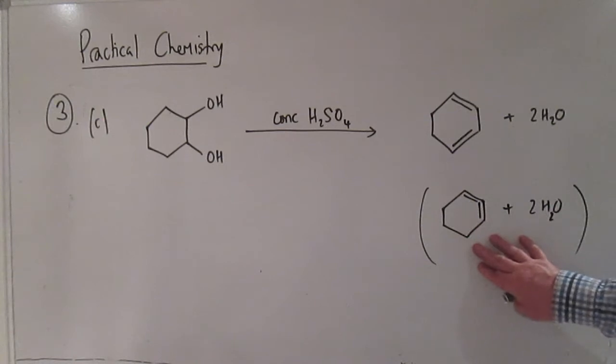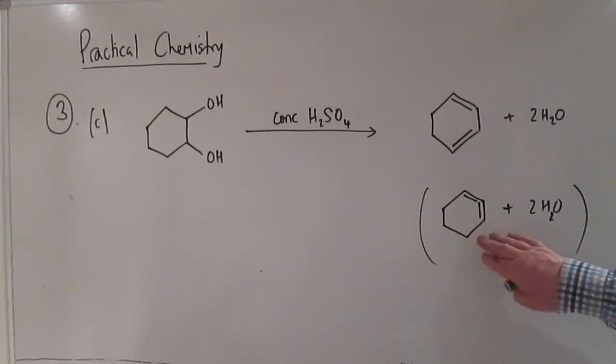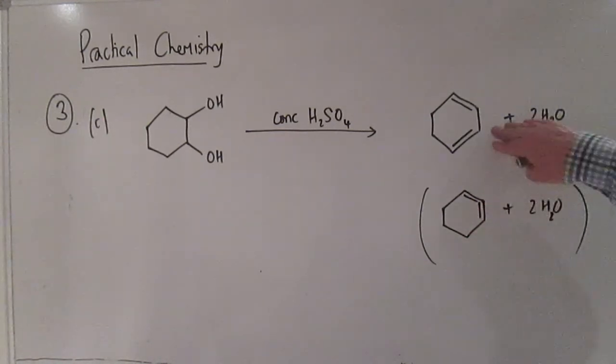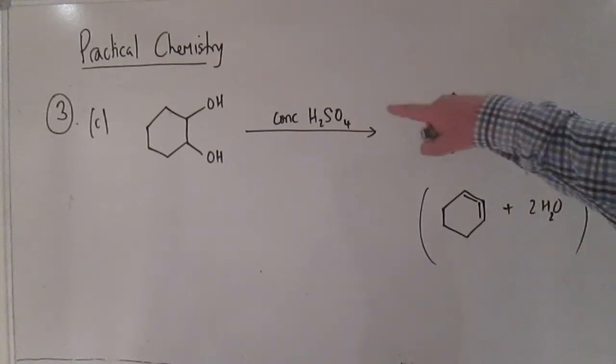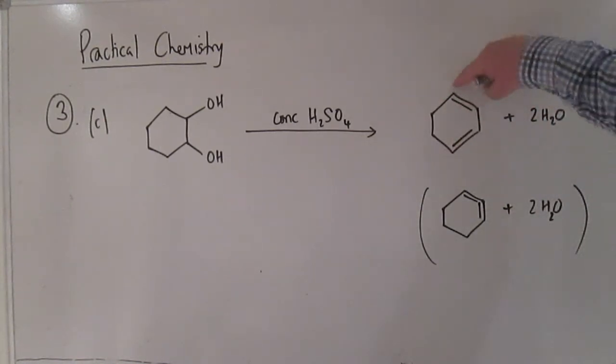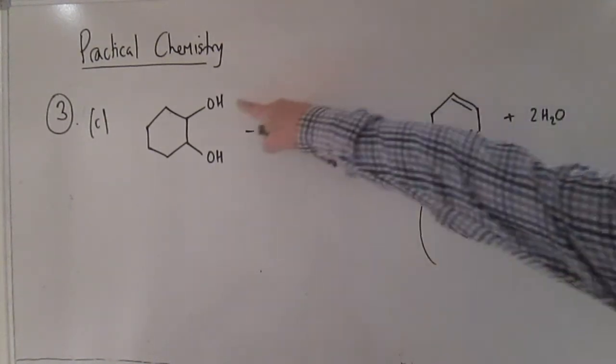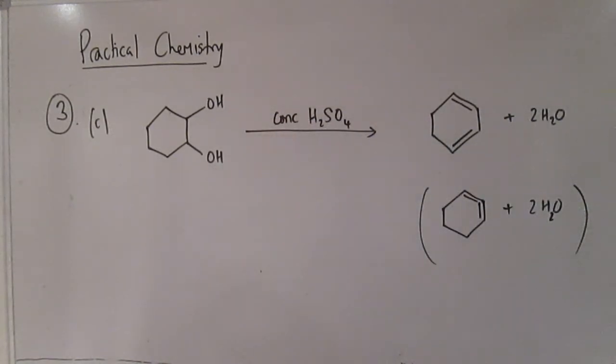You weren't a million miles away from that one, but make sure you can see why that's not going to be favourable really, and this is what you're actually going to get. And don't forget the 2 waters. Okay, each of the OH that goes takes a hydrogen with it, so that one gives you 1 water, that one gives you the second one. The equation must balance. Just because it's organic chemistry doesn't mean equations don't have to balance.